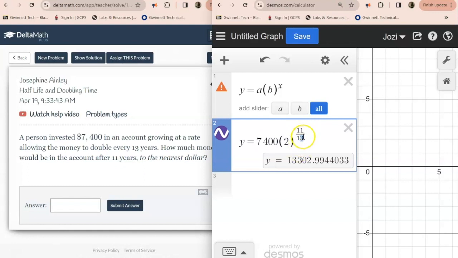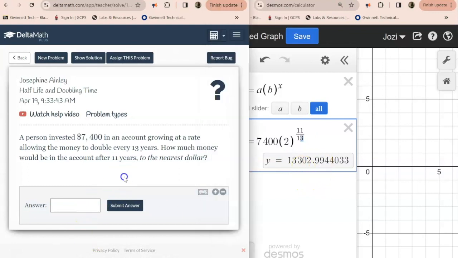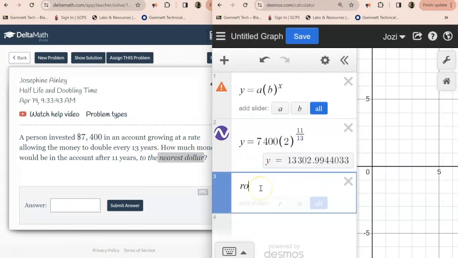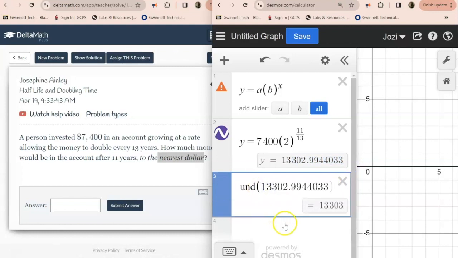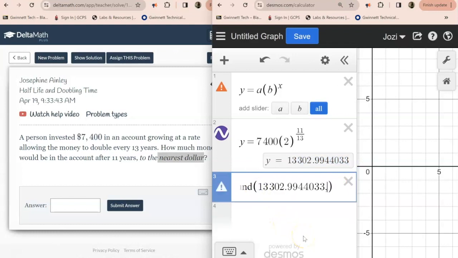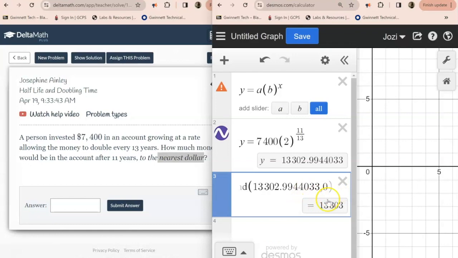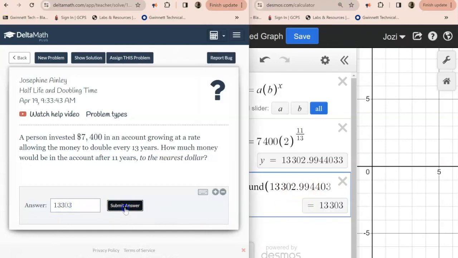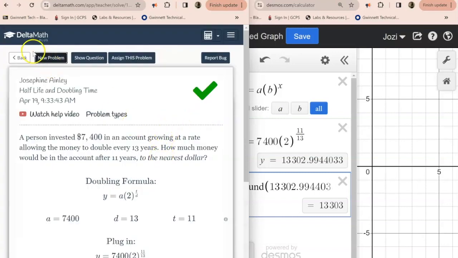So total over double. All right, so this needs to be rounded to the nearest what? Dollar. So that means how many numbers after the decimal? None, because I don't want any cents. So again, Miss Ainley, I want this calculator to round this number, comma, to have no decimals. So boom, 13, whatever that is. Submit. All right, let's do another one.